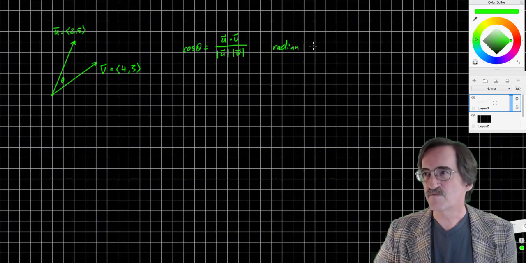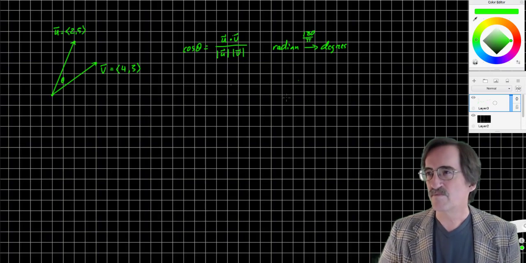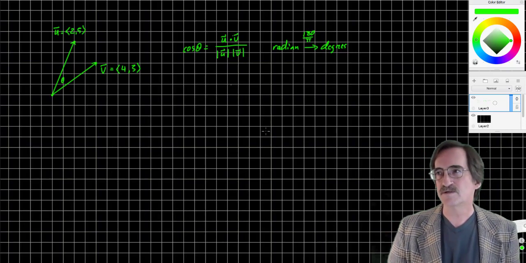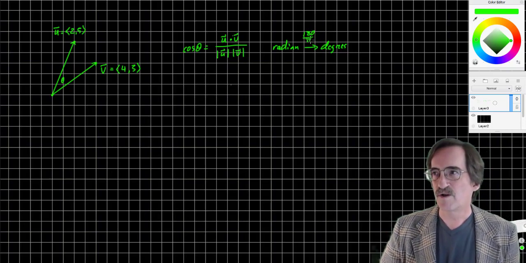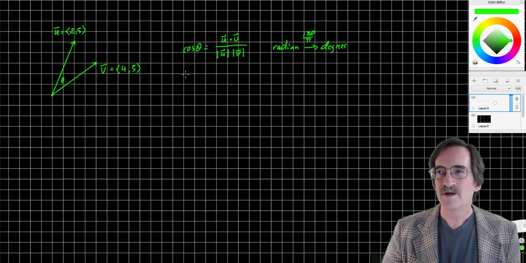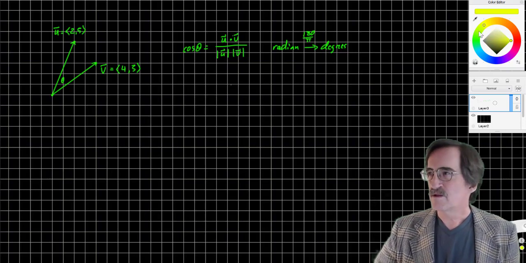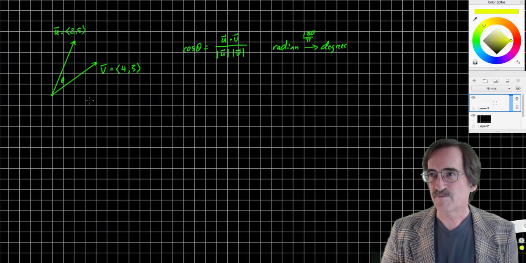If you need to convert to degrees, you need to multiply by 180 over pi to convert radians to degrees. Or multiply by pi over 180 if you have degrees and need to convert to radians. So that's useful to know. Okay, and so there we have the formula, and let's take a specific example. Let's take this example here.